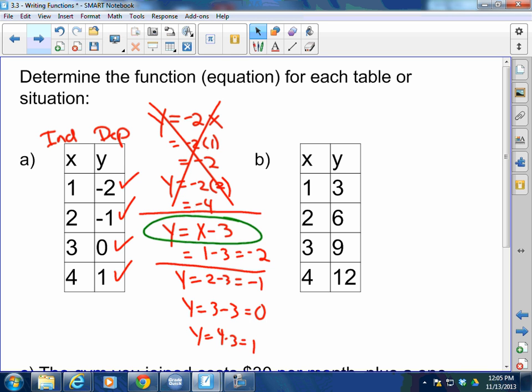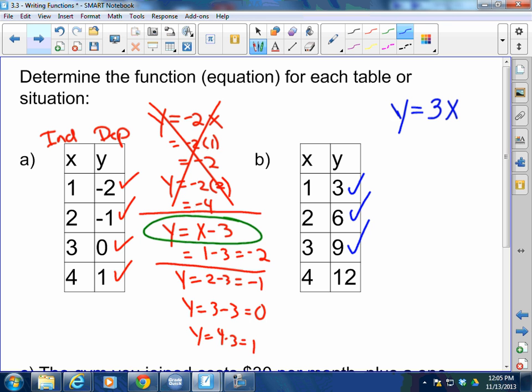How about for B, my friends? What could I have done to x to get to the value of 1 to get to 3? Yes, sir. Multiply by 3. Let's see if that works, my brother. So he's saying y equals 3 times x. Well, when x is 1, what's 1 times 3? When x is 2, what's 2 times 3? When x is 3, what's 3 times 3? When x is 4, what's 3 times 4? 12. So does that work? Yes, it works for all of them. We're good. Great job. Well done.